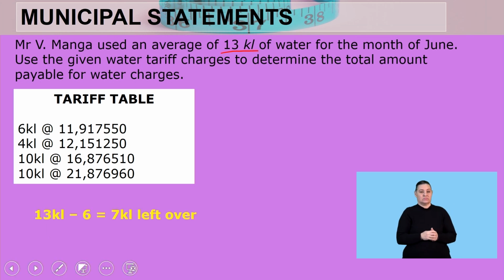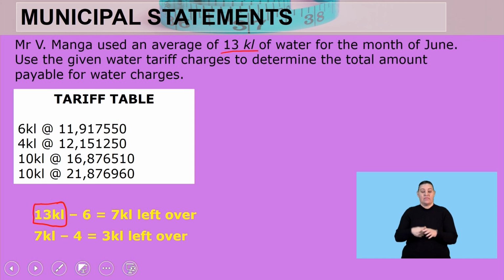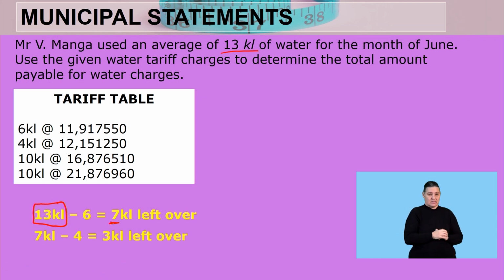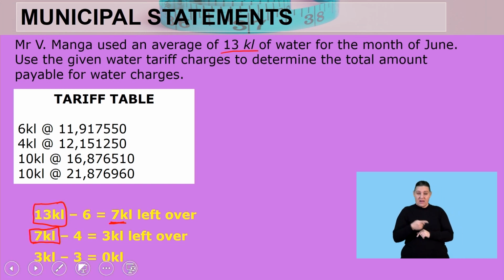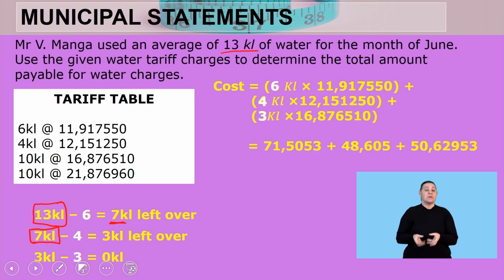Here, again, you use 13 kiloliters. So we need to charge for the first 6. Then we are left with 7 kiloliters. Take away the 4. 3 kiloliters left over. And finally, no kiloliters. Same calculation. There's the 6, there's the 4, there's the 3, and we get a total of 170 rand 74 cents.